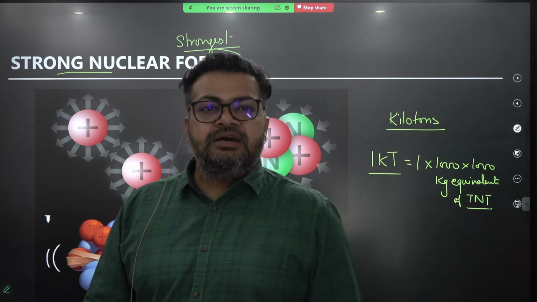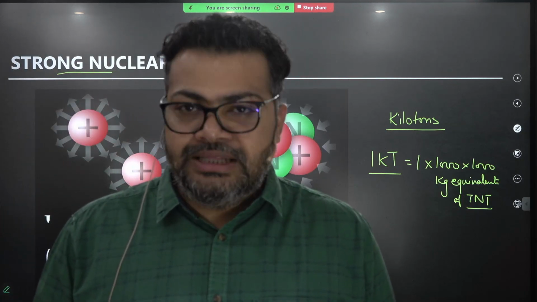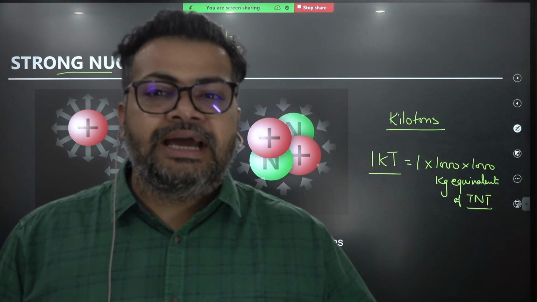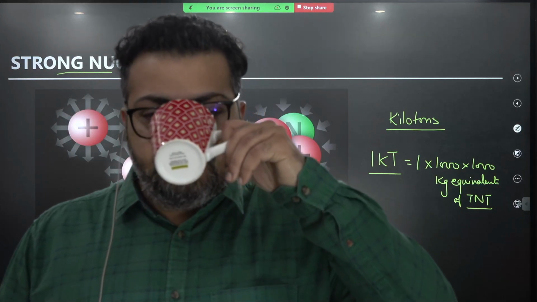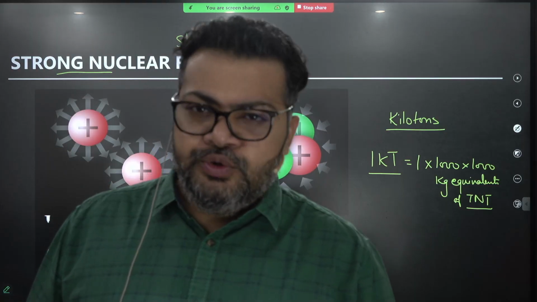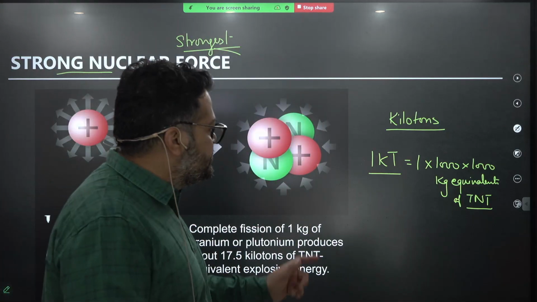TNT is a conventional explosive called trinitrotoluene. It was an explosive that became very popular in the 19th century, right? Although it is still used, it was used till the Second World War. But in the 19th century, it was a popular explosive at that time.